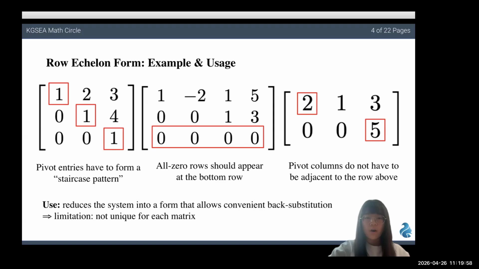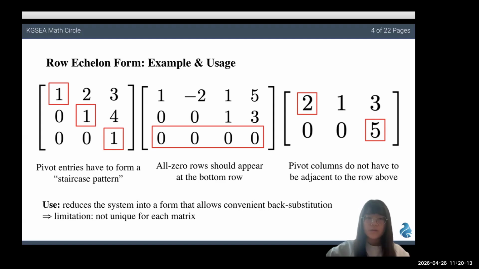But the issue with REF is that it requires additional computation, and it's not unique for each matrix. Multiple valid REFs can exist for the same system of equations, which makes it less clean as a final answer.